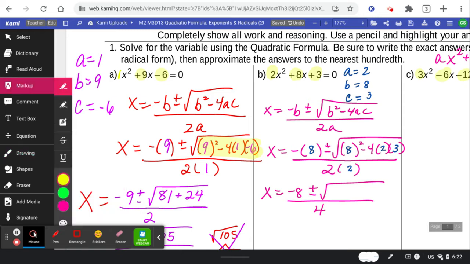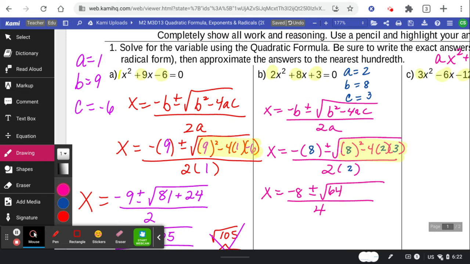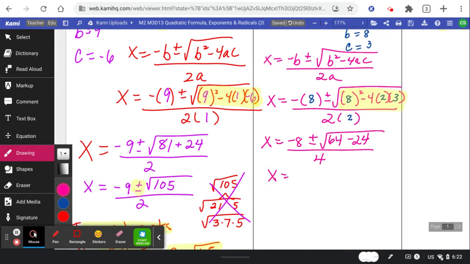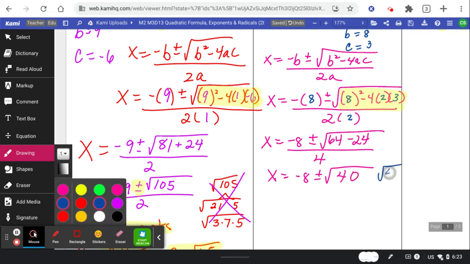Inside, this is called the discriminant. 8 squared makes 64. Negative 4 times 2 times 3 is negative 24. 64 minus 24 is root 40. How'd you do? Off to the side, we ask what times what makes 40? 4 times 10, or 2 times 2 times 2 times 5. A 2 comes out. Root 10 stays under. There's my simplified radical.